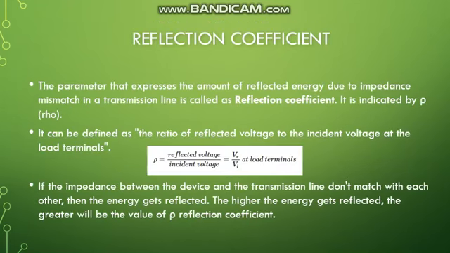After that, we will go to the reflection coefficient, the parameter that expresses the amount of reflected energy due to impedance mismatch. That means the ratio of reflected voltage to incident voltage is known as the reflection coefficient. It is denoted by rho. If the impedance between the source and the transmission line do not match each other, then energy gets reflected. The more energy gets reflected, the greater will be the value of the reflection coefficient rho.